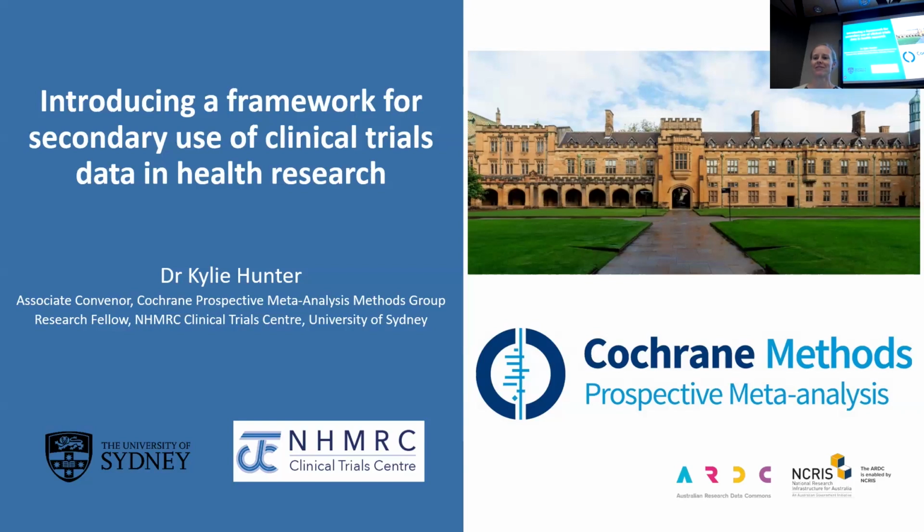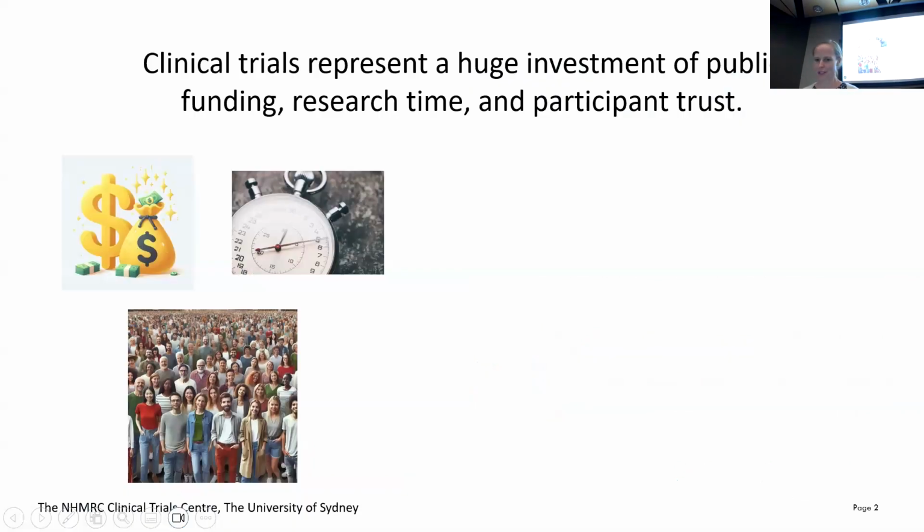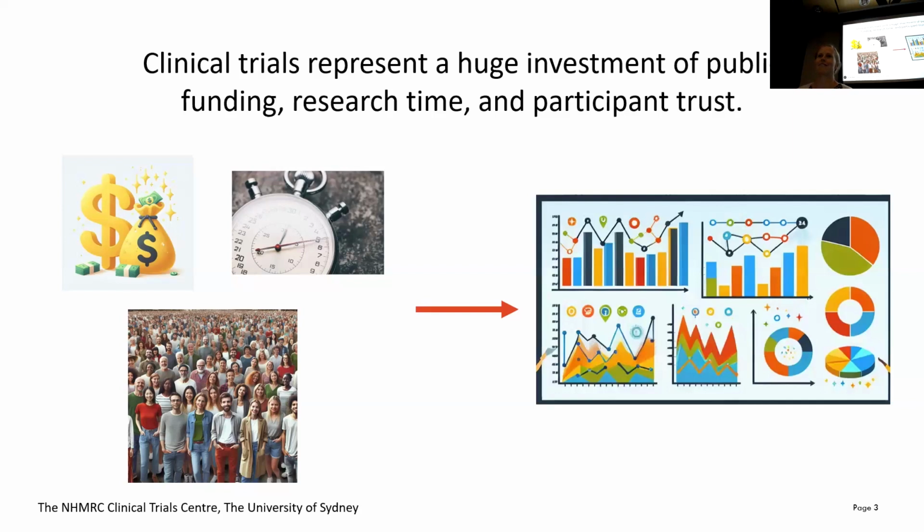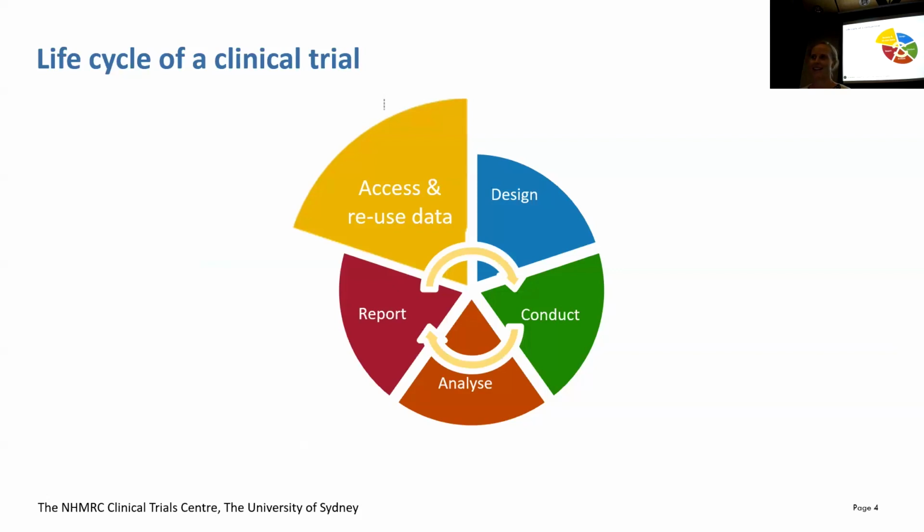So I'm going to introduce a framework for secondary use of clinical trials data in health research. As we know, clinical trials represent a huge investment of public funding, researcher time, and participant trust. And this generates data, which are really valuable. But often these data, the results are published or reported, and then they're forgotten about. But with a move towards open science and more data sharing, we're now able to access and reuse these data for secondary research to make sure we maximize their utility.